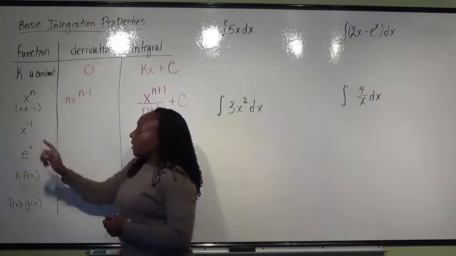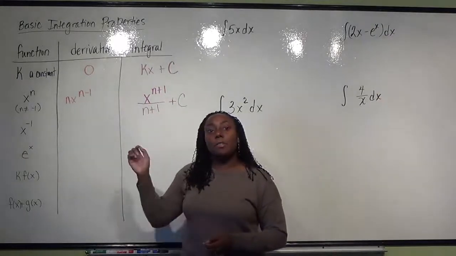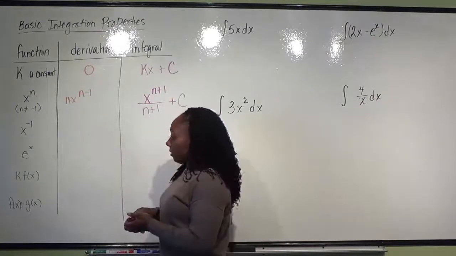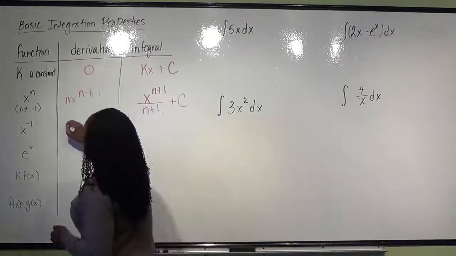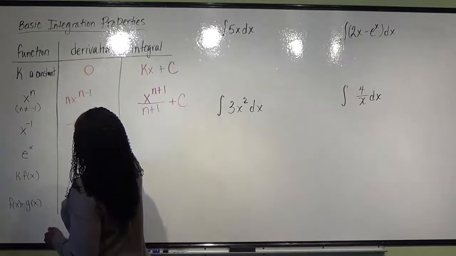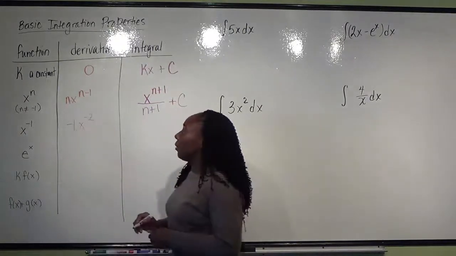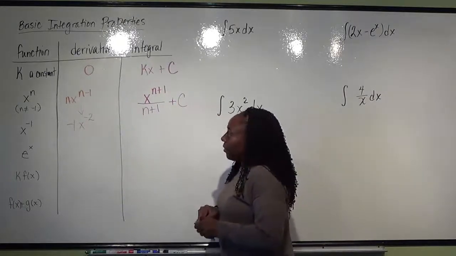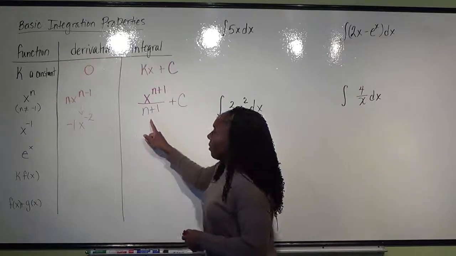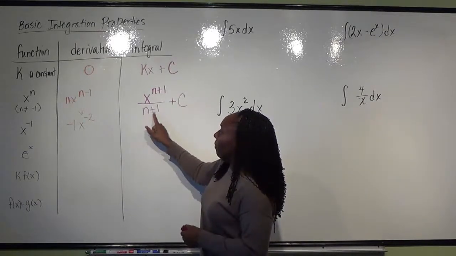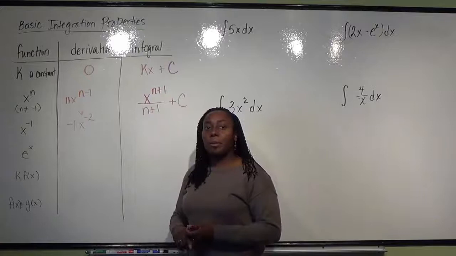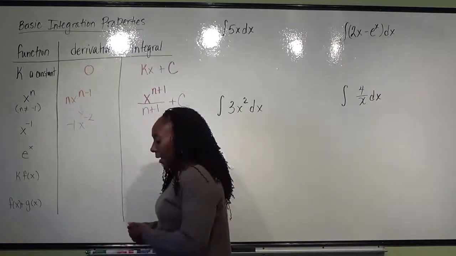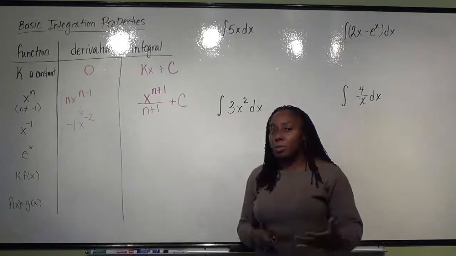Now, for x to the -1, for derivation, this was included in the x to the n property. But notice here, so let me write that up, this would have been -1 x to the -2. So it would follow that same property that we had above. But here, if I tried that for integration, notice if n is -1, I'm going to get 0 in the denominator. Okay? And so for this one, we actually have to think backwards a little bit further.